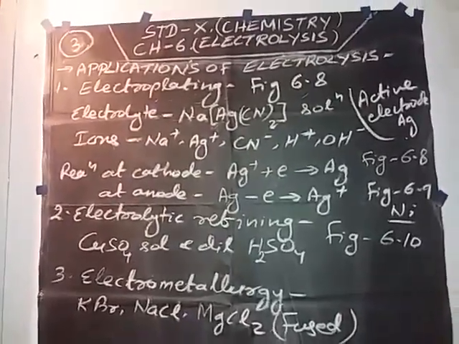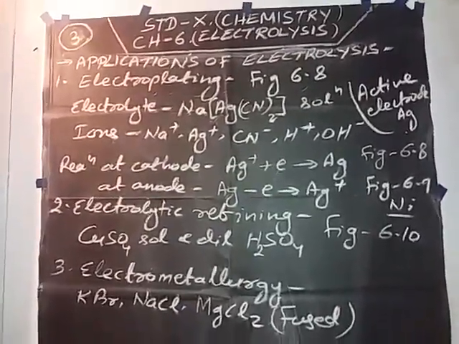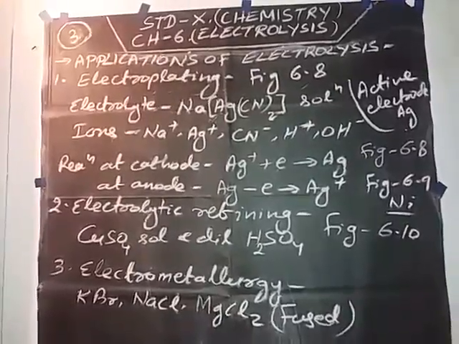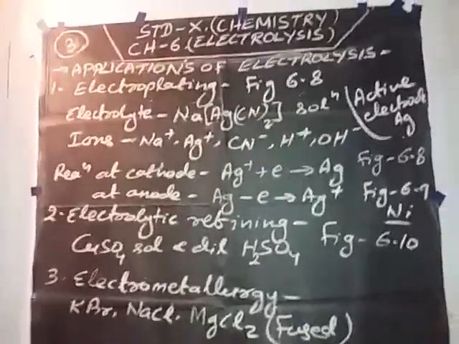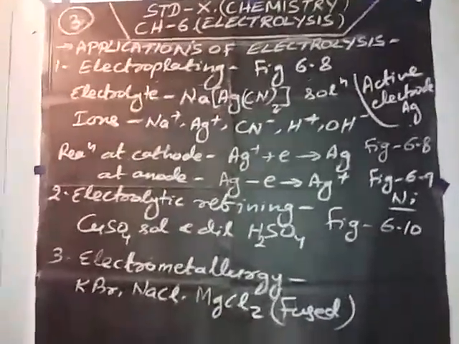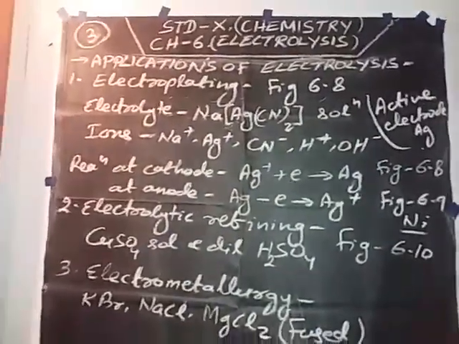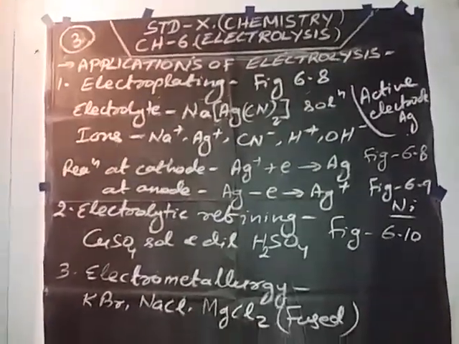Similarly with electroplating with nickel: nickel must be added at anode, then your metal is at cathode. The solution must be nickel salt solution, nickel sulfate or any nickel salt solution, same type.